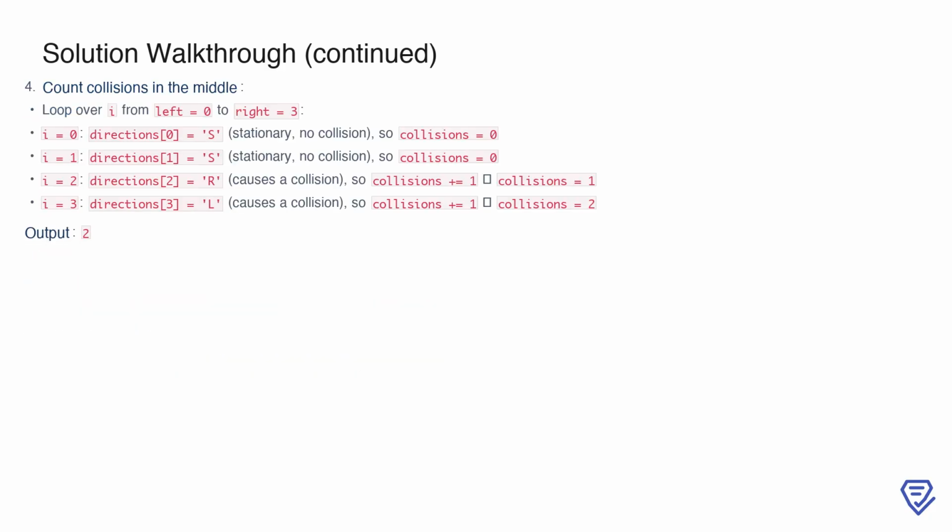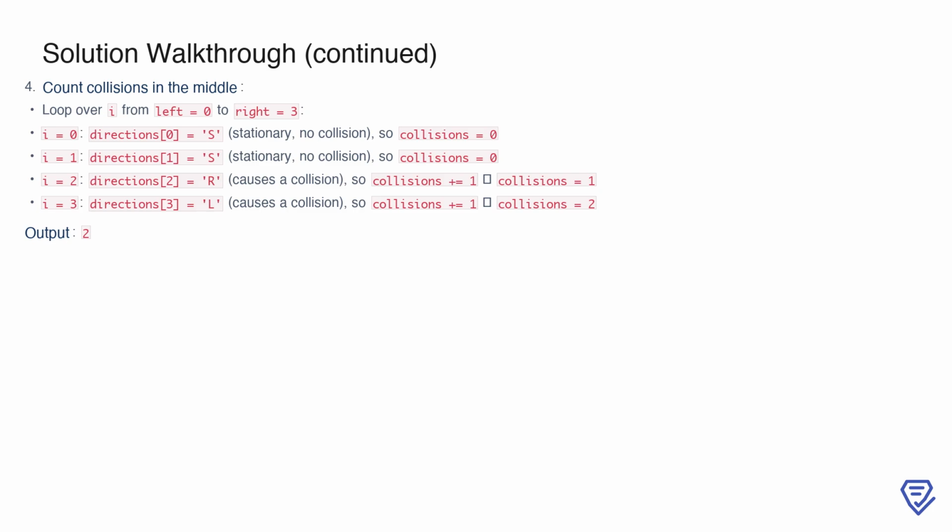In this step, we count collisions in the middle of the string by iterating from left to right. At index 0, the car is stationary, represented by S, so no collision occurs, and collisions remains 0. At index 1, the car is also S, so again, no collision occurs, and collisions remains 0. At index 2, the car is R, which causes a collision, so we increment collisions to 1.